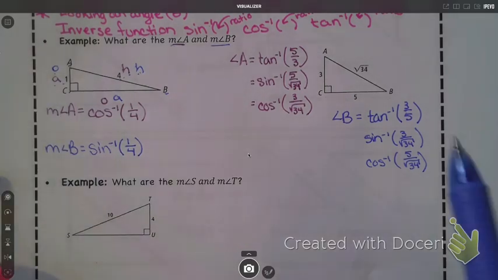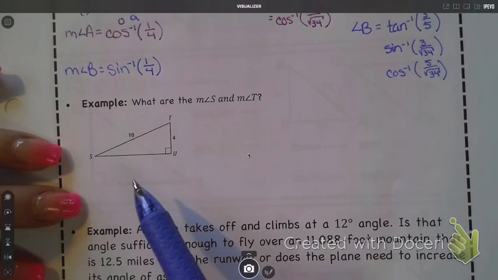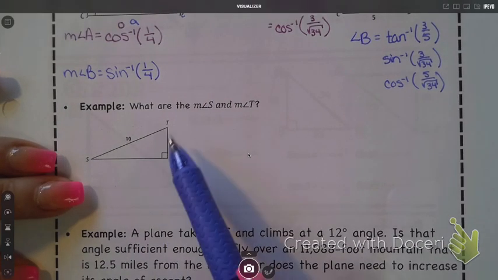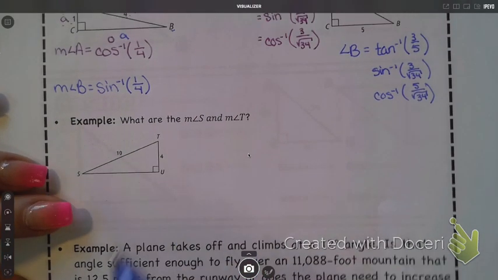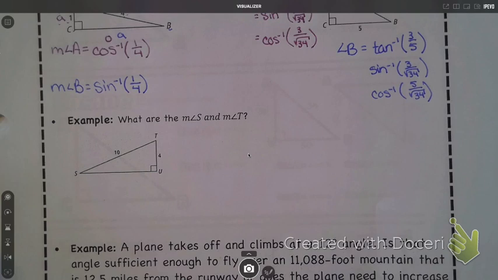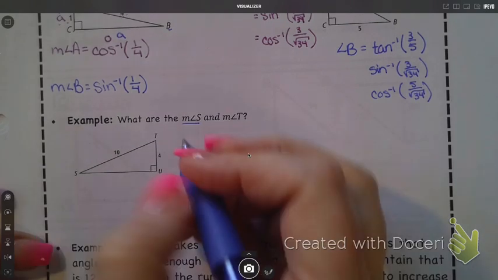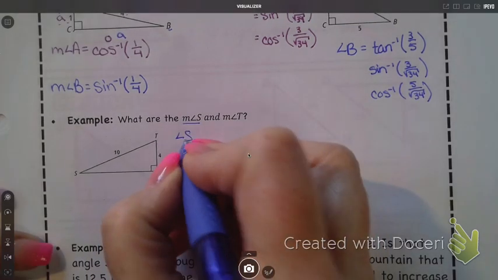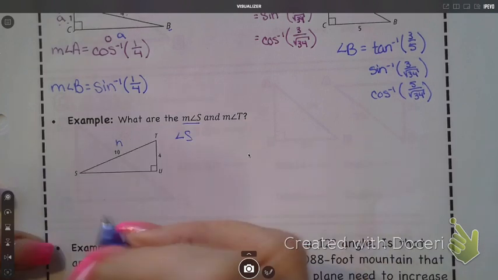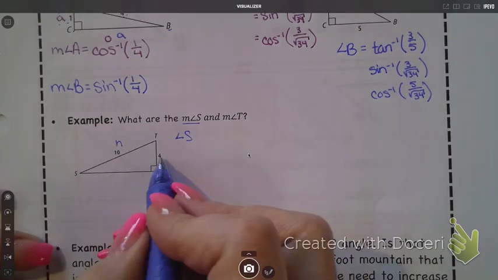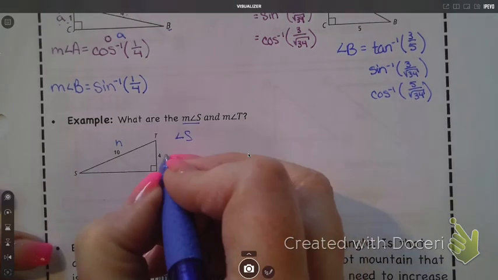Okay, so now try this one, because this one is going to be specific because they only gave you 2. This is your whole worksheet. I'll wait till you do it. Okay, we're going to do S first. So let's label for S. 10 is hypotenuse, and 4 is the opposite. And the last one's adjacent.